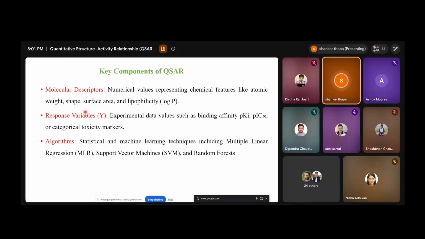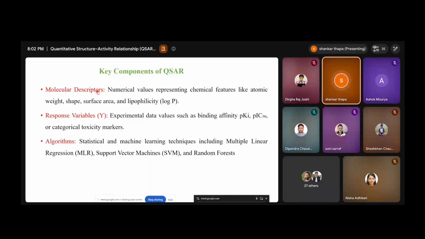What we need to develop a QSAR model: first, we need the molecular descriptors. Molecular descriptors are basically numerical values, let's say chemical properties, physical properties and quantum properties, represented in numerical values, which we call molecular descriptors. Let's say the lipophilicity, logP, of any compound is, let's say, 2.0, then that 2.0 is a molecular descriptor for that lipophilicity. So that is how we have to understand it.